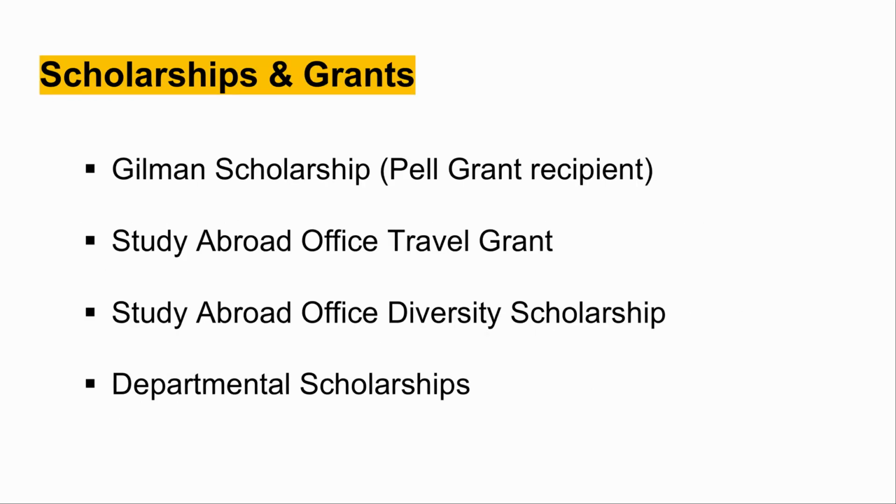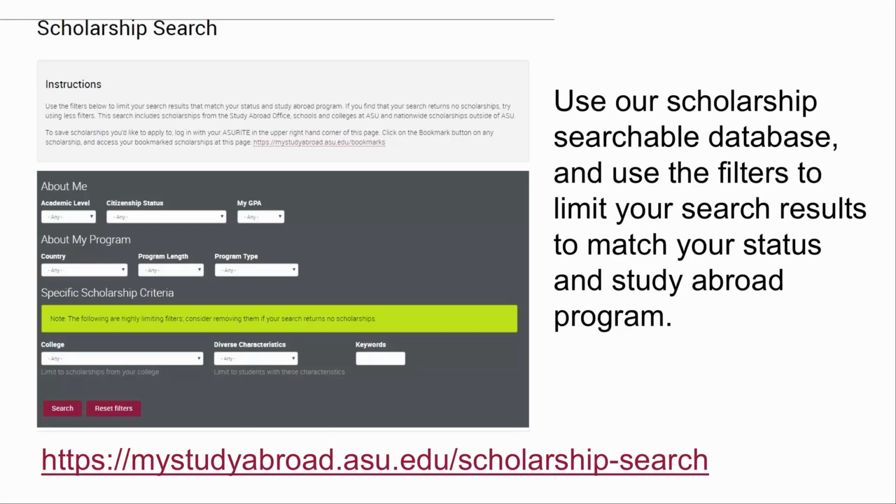And then regarding scholarships and grants, there are a number of these that are available for study abroad, including the Gilman Scholarship, which is open to Pell Grant recipients. The Study Abroad Office also offers a travel grant and a diversity scholarship. There are also departmental scholarships, and also consider university scholarships, local scholarships, as well as national scholarships. And then here you can see the scholarship searchable database, which is available again on the Study Abroad Office website, mystudyabroad.asu.edu. And you can use the different filters here to limit your search results to match your particular status and study abroad program that you're interested in.